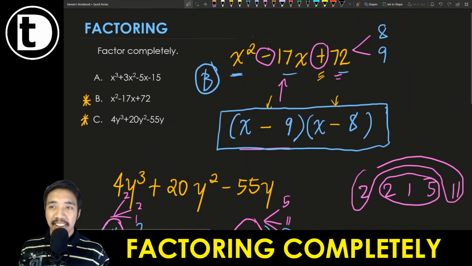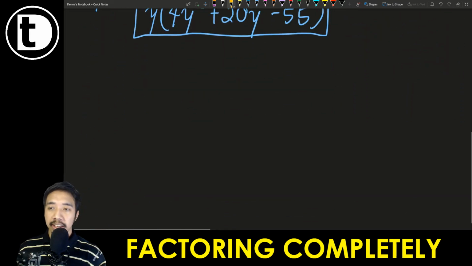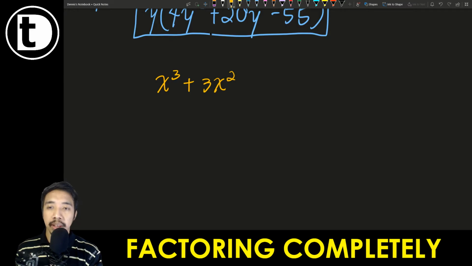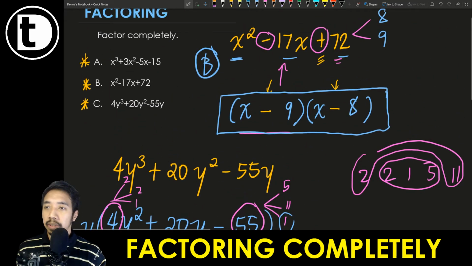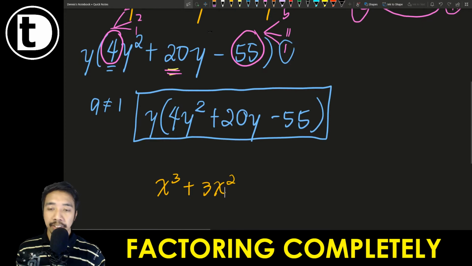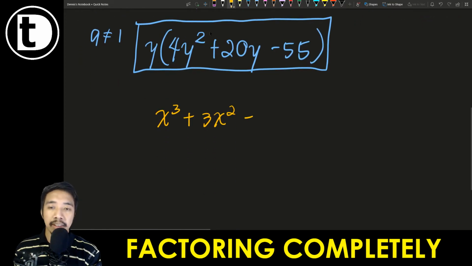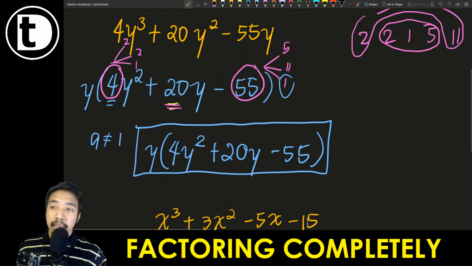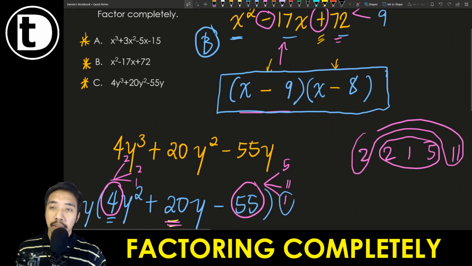Okay? So let's have letter A this time. This is our tougher problem. x cubed plus 3x squared, so let's copy it here: x cubed plus 3x squared, and then the next ones are negative 5x and negative 15. So let's double check: x cubed, 3x squared minus 5x minus 15.